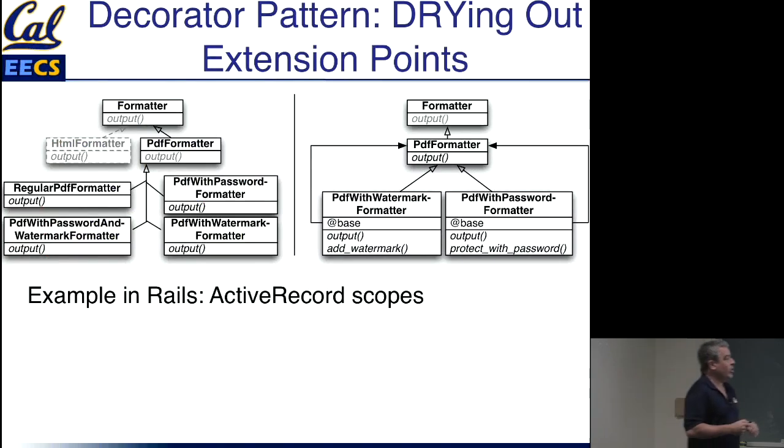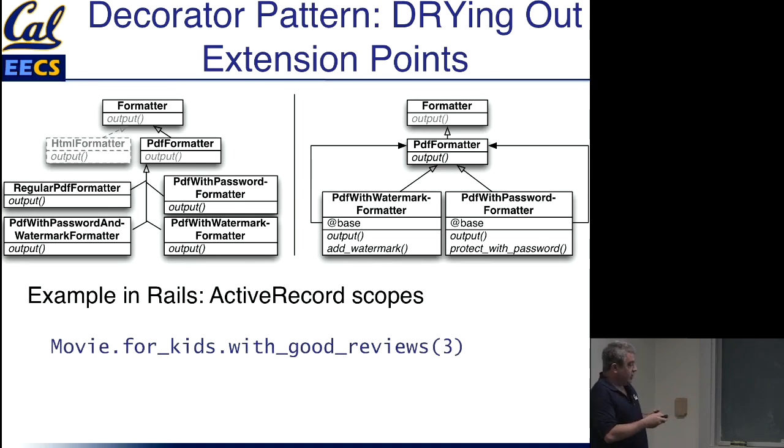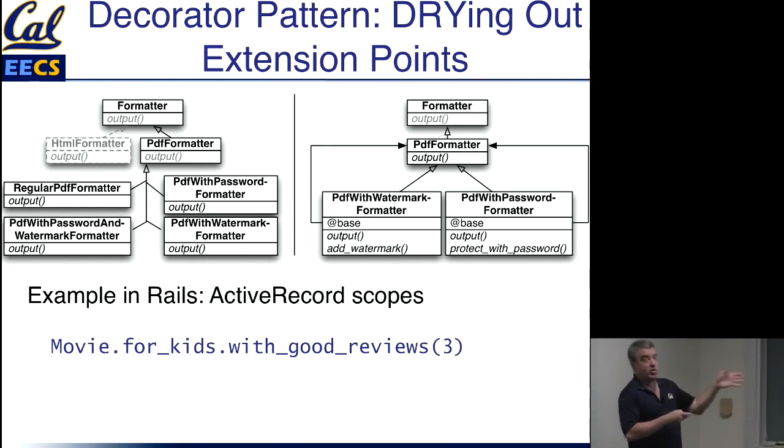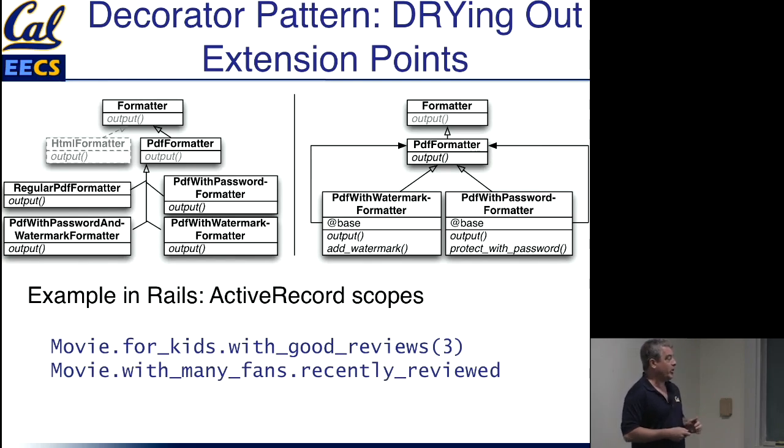So, by the way, you may have already seen this, depending on how much complex code you've written in Active Record. If you've used Active Record scopes, or even if you remember some of the simple Active Record examples we did at the very beginning, you can define a scope like for kids, which basically translates into where rating is G or whatever we said it was. And you can define a scope like with good reviews, which looks for a movie whose average review score is whatever. And now you can actually stack all of these. You can chain them in the calls, right? You can chain the where calls.